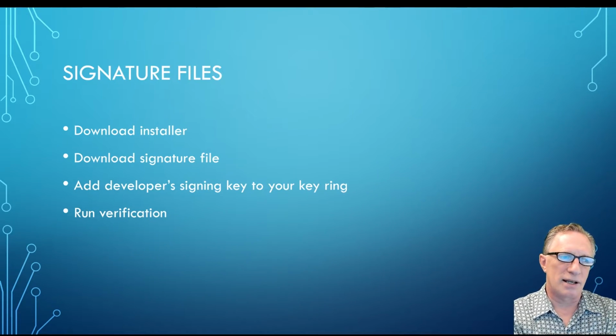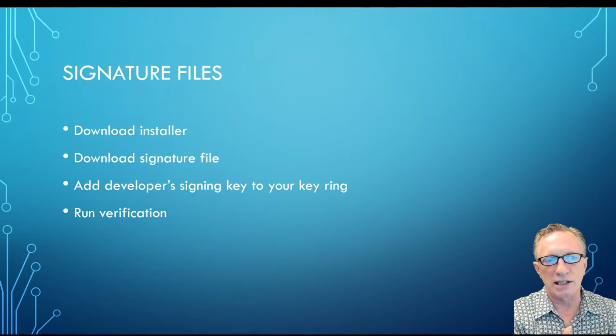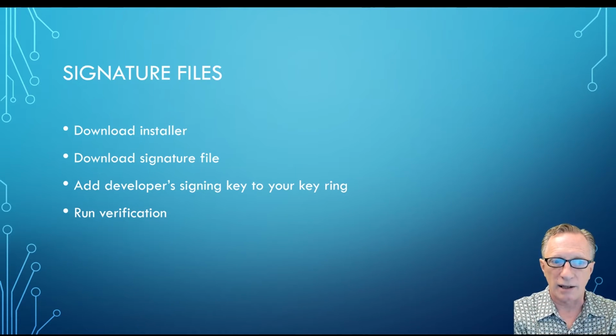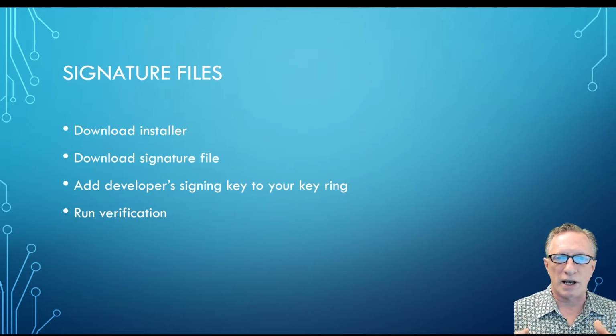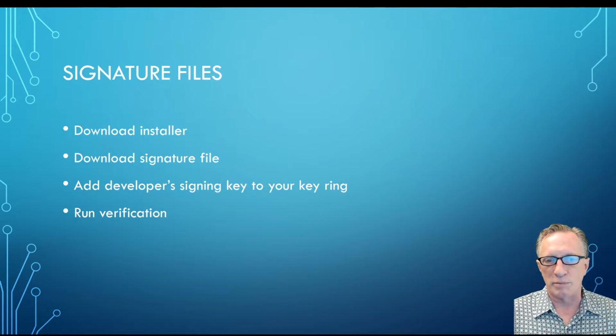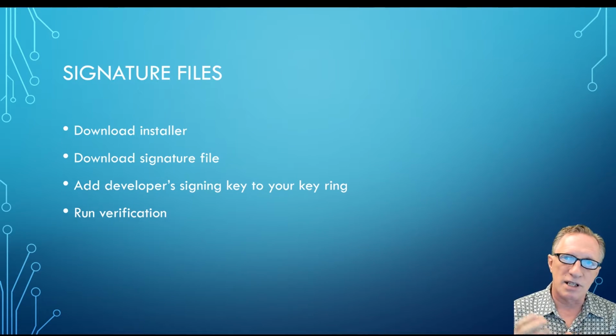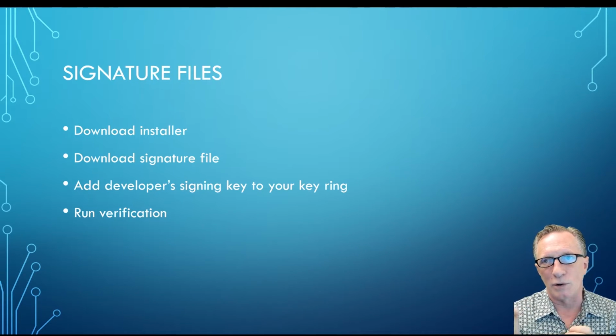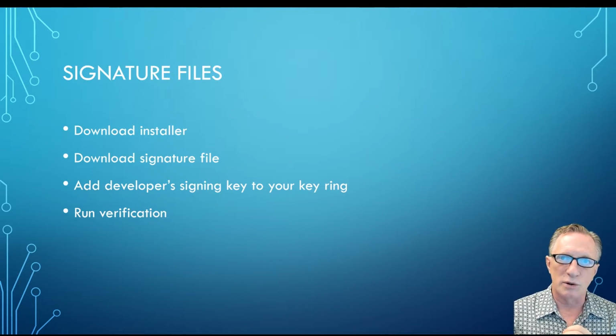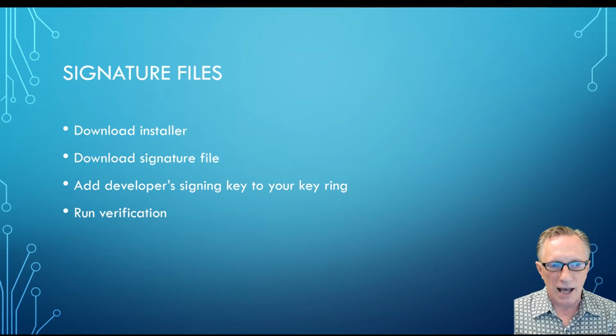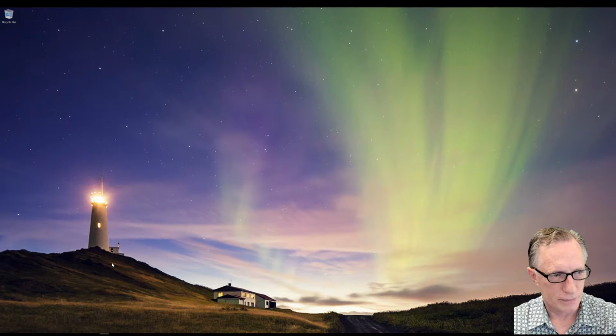And then the next step, there's a signature file, and we're going to need to download the installer. Then there's a signature file next to it. You'll download that. And then before you can run the verification, you're going to need to add the developer signing key to your key ring. And that can be done in a couple of different ways. Sometimes it can be downloaded directly into your key manager over the internet, and then other times you actually download that signing key to your computer and do an import into your key ring. And I'll explain what that's all about. And then once you've got that done, you're going to run verification on the file.